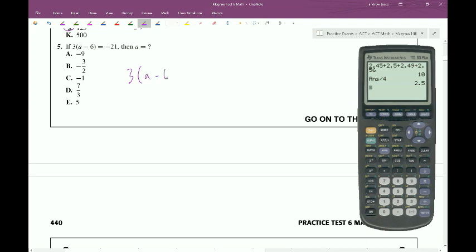Okay, solve for A. So we divide by 3. Divide by 3 on both sides. So that crosses this 3 out. This gives negative 7. Add 6. You get negative 1.